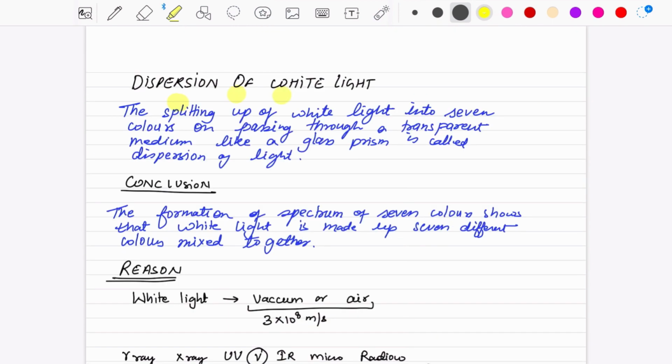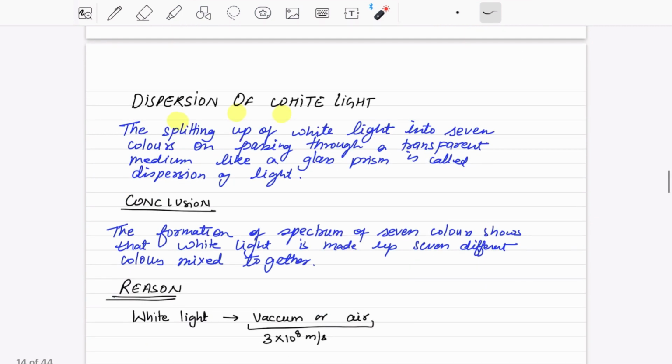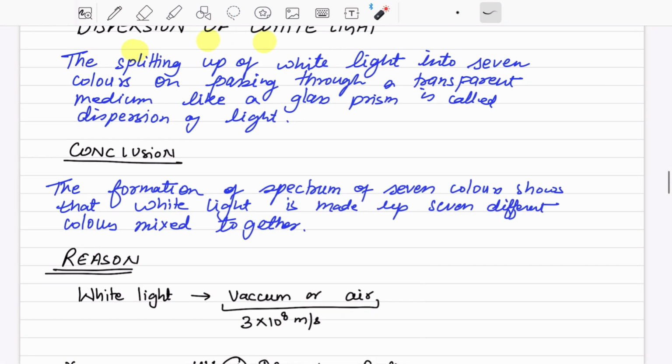So dispersion of white light, splitting of white light into 7 colors on passing through a transparent medium, that is a glass prism, is called the dispersion of light. So splitting of colors is dispersion, and obtaining the pattern of 7 colors on the screen, the pattern we got, is the spectrum of the white light. So the conclusion we got was that the formation of a spectrum of 7 colors shows that white light is made up of 7 colors. White light is not just white light, it is actually the combination of 7 colors.